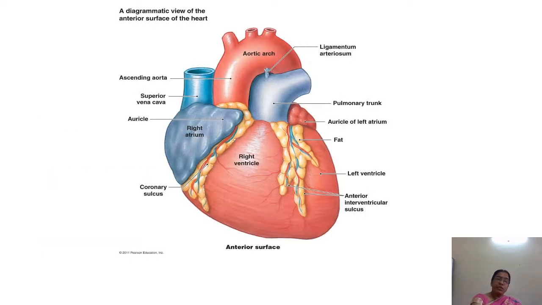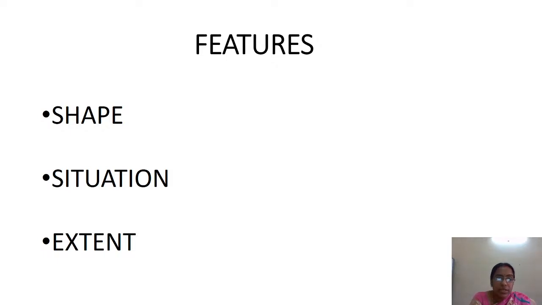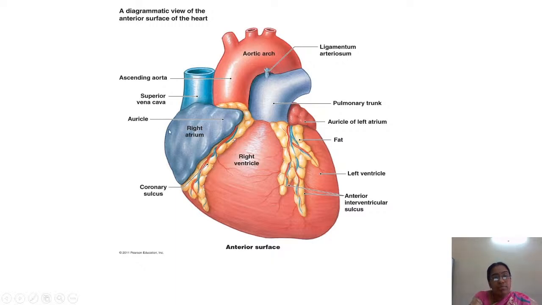So first coming to the shape. When you are seeing here, I think you can see the right atrium. So this is the right atrium. It is conical in shape. It is elongated, extending from the superior vena cava above to the inferior vena cava below. So this is the superior vena cava, this is the inferior. Up to that part is your right atrium.